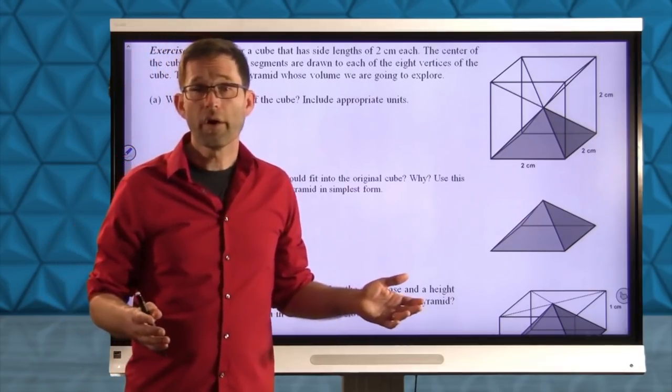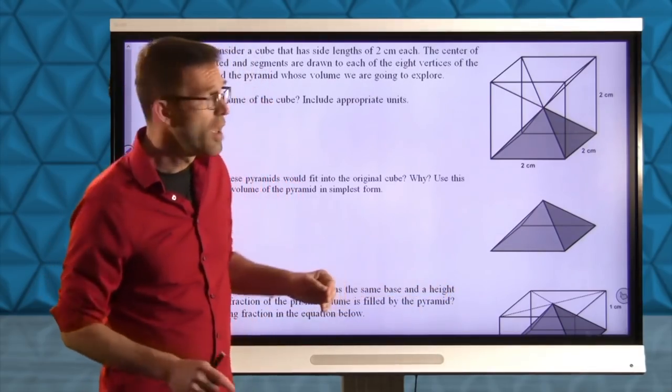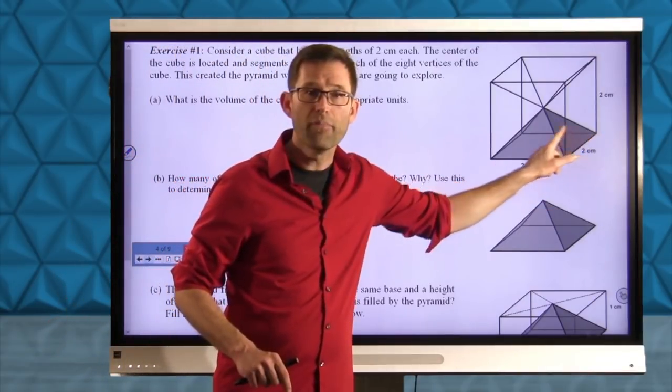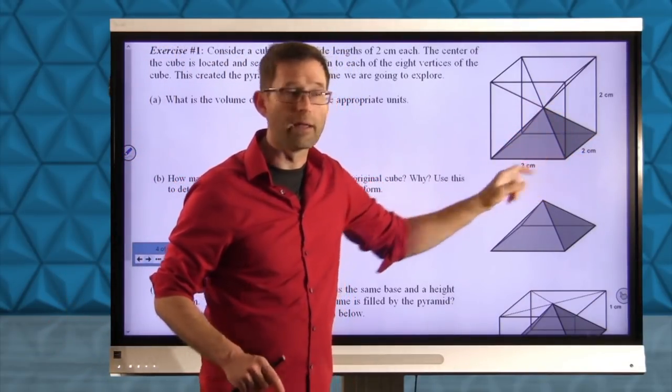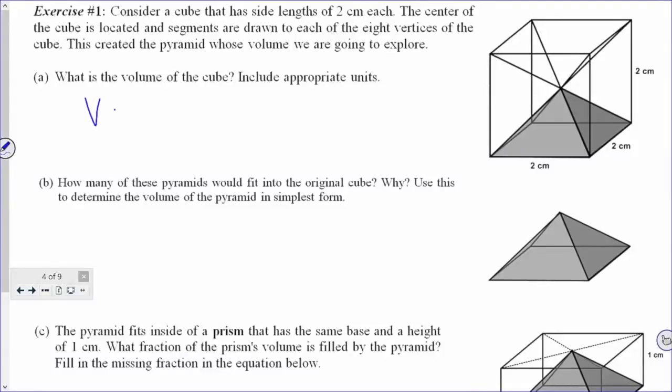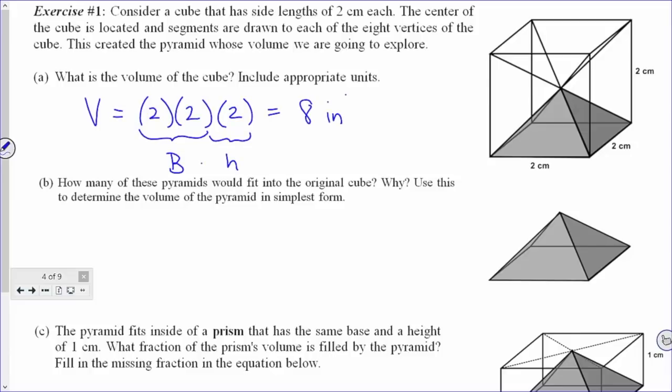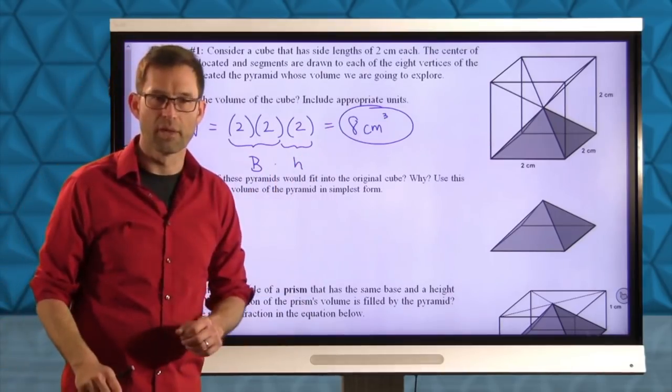Well, the volume of a cube is a prism, and the volume of any prism will be the area of the base times the height. So the volume of a cube, in this case, is 2 times 2, that's really the area of the base, times the height, 2. And that will be 8 cubic, not cubic inches, how about cubic centimeters? Very, very simple, 8 cubic centimeters.